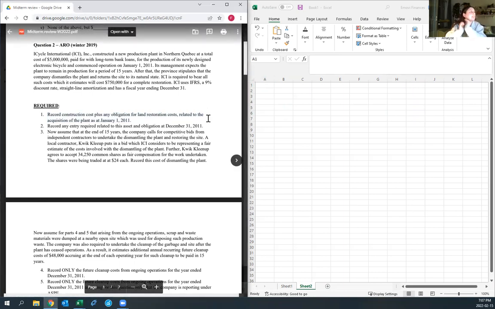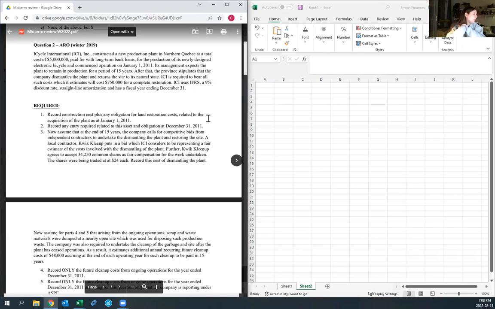So, IC Inc. constructed a new production plant in northern Quebec at a total cost of $5 million, paid for with long-term bank loans for the production of its newly designed electronic bicycle, and commenced operation on January 1st, 2011. Its management expects the plant to remain in production for a period of 15 years. After that, the permit stipulates that the company dismantles the plant and returns the site to its natural state. IC is required to bear all such costs, which it estimates will cost $750,000 for a complete restoration.